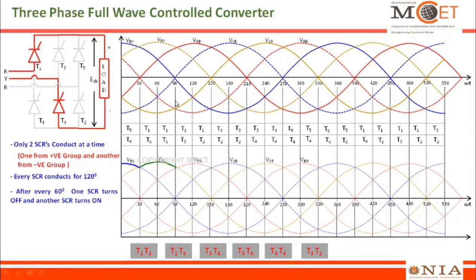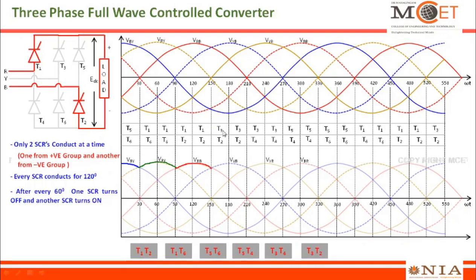Now after 90 degrees, that is from 90 to 120, T1 and T2 are in the on condition. So when T1 and T2 are in on condition, let me press this button and see what is happening. T1 and T2 are in on condition. The positive of the load is connected to VR and the negative of the load is connected to VB. So the voltage which appears across the load is VRB, which will be conducting from 90 to 120 and 120 to 150. So totally for 60 degrees, VRB will be continuing.